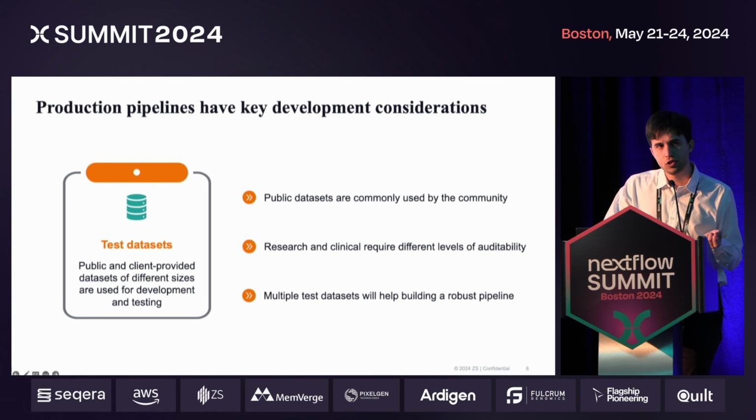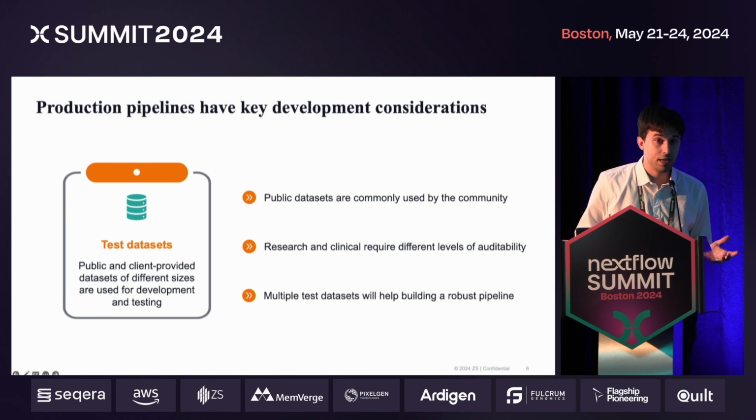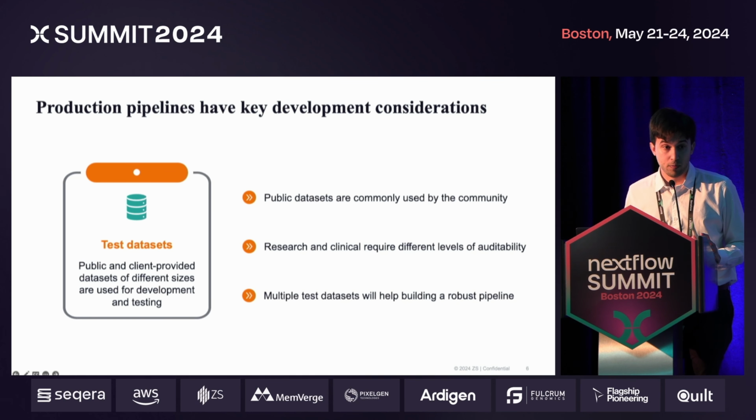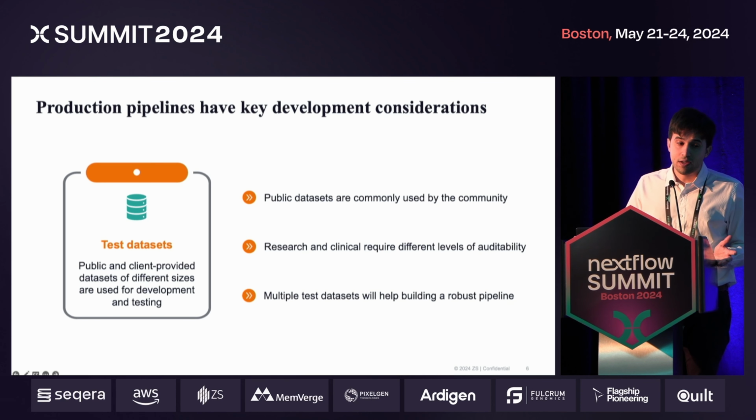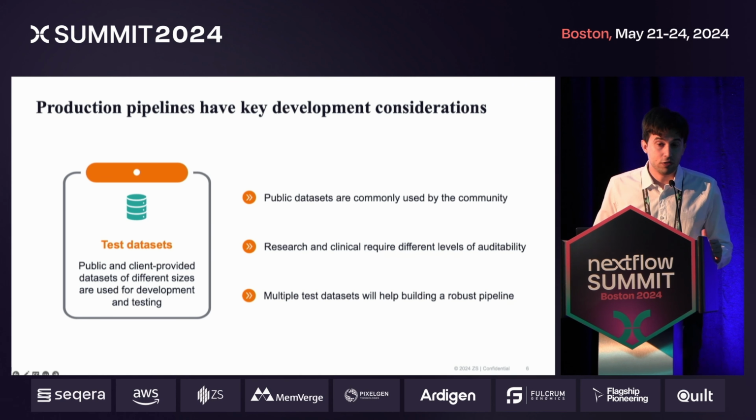And while research datasets and clinical datasets are processed pretty much in the same way, they do require substantially different levels of auditability and managed access, which leads to guardrails being employed in different ways. Overall, having multiple test datasets of different sizes and different sources will all help ensure that the pipeline is robust and that it can handle different types of data.